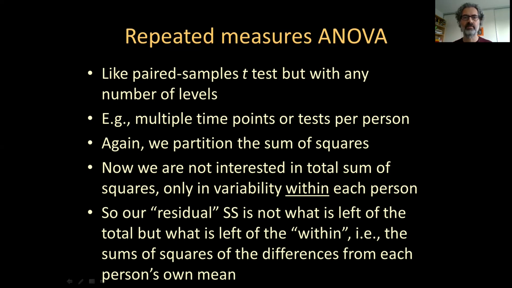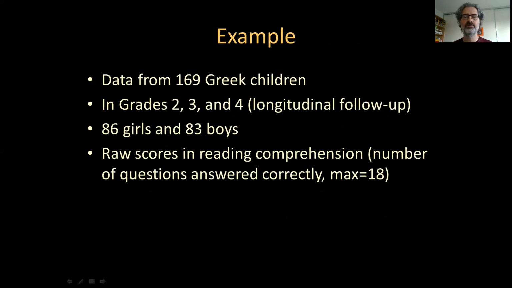We'll use an example to illustrate how this difference in relevant residuals plays out in how the F ratios are calculated. For this example, we will use longitudinal data, so 169 children who are measured in grades 2, 3, and 4. It's the same children who are administered the same test of reading comprehension again every year. There are 86 girls and 83 boys.